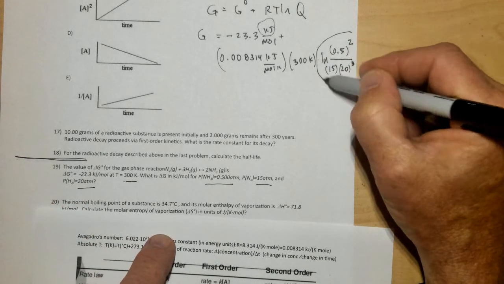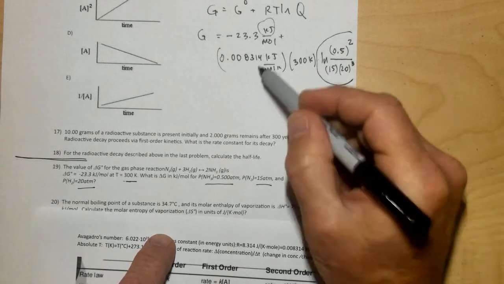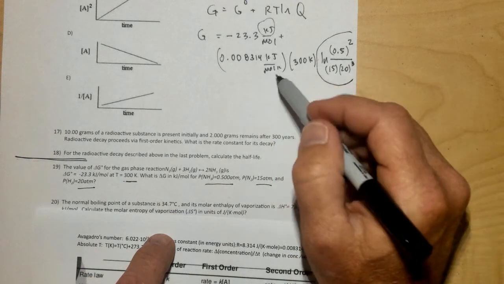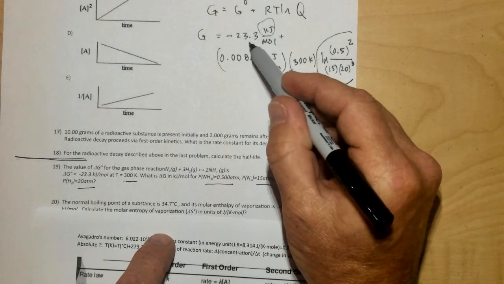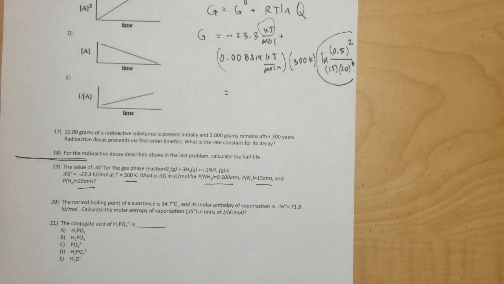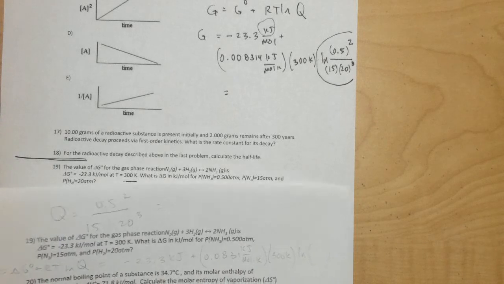Now, do that on your calculator first, then go back and multiply it by 300, then go back and multiply it by 0.00831. Take that whole thing and add it to the negative 23.3, and then you get your ΔG. And it turns out that ΔG in this case then ends up equaling.